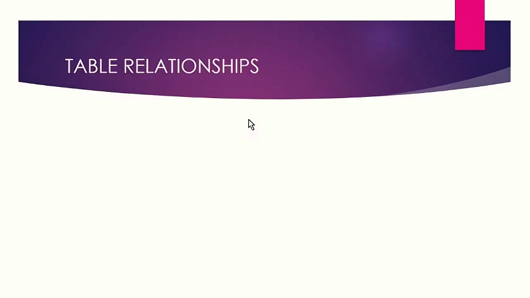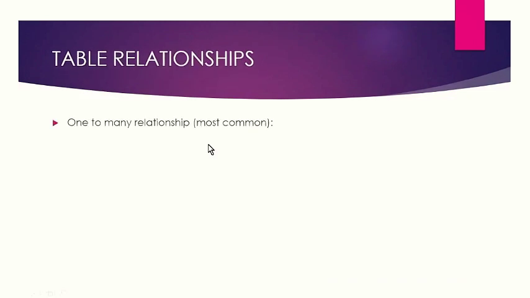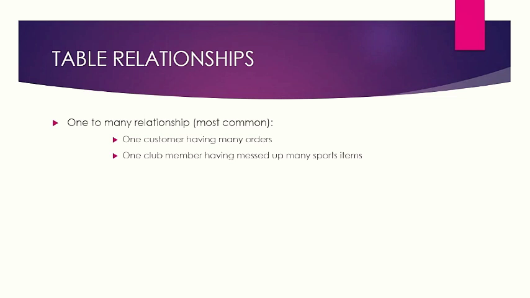Number 1, we have the one-to-many relationship, which is very common in MS Access and very many software which are relational database based. An example of a one-to-many relationship can be one customer having very many orders. Another example related to this topic can be one club member having messed up very many times. Therefore, that table will be having an individual related to so many sports items that that person has destroyed.